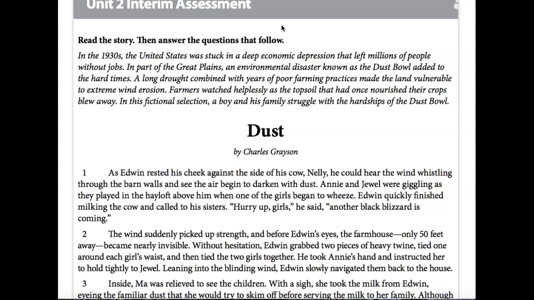That's not unlike what's going on today with the coronavirus situation. A lot of people have lost their jobs due to that.